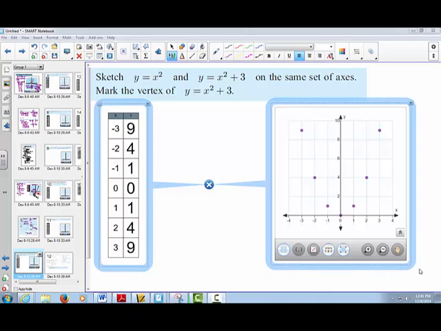What does y equals x squared mean? That's our basic quadratic. Now what we're going to do is we're going to graph y equals x squared plus 3, where t is the time when the stone is thrown. And we're going to draw it on the same one. Our vertex right now is at 0, 0.